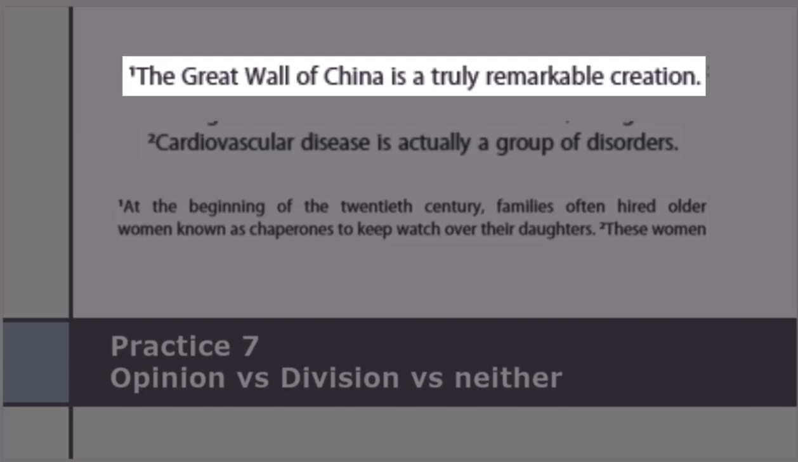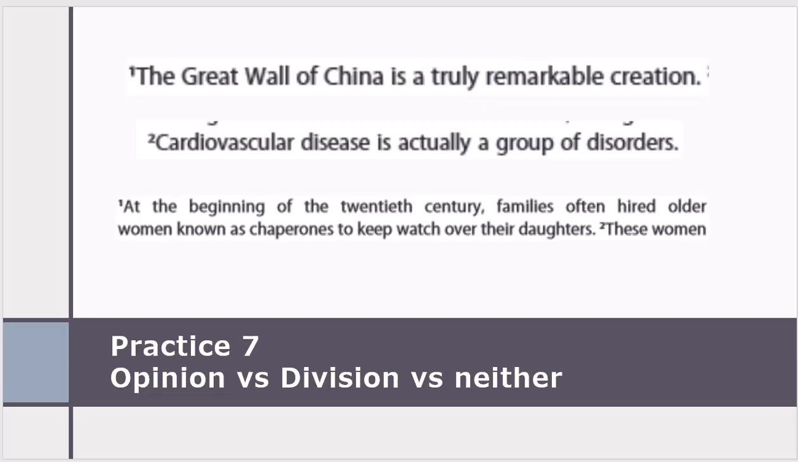Paragraph number 2, the topic sentence is number 1. The Great Wall of China is a truly remarkable creation. The topic in this paragraph is the Great Wall of China, and the controlling idea is a truly remarkable creation. The key word here is remarkable. It's an adjective. It describes creation, and remarkable is something that is very good. So in other words, we're saying that the Great Wall of China is this great thing, a wonderful creation, something positive. And then the supporting details in this paragraph explain why the Great Wall of China is remarkable.